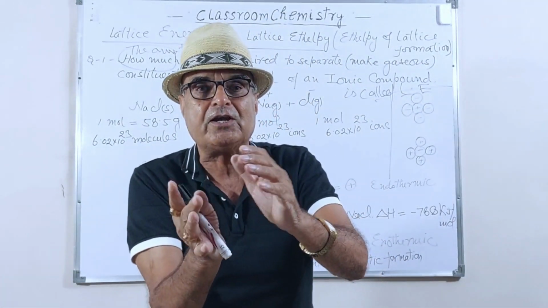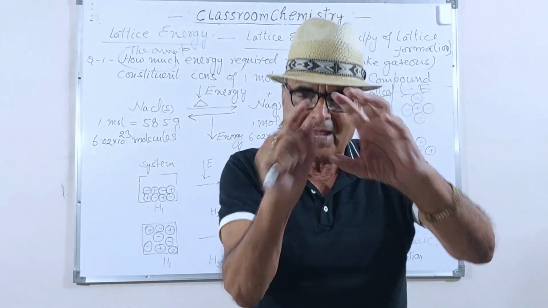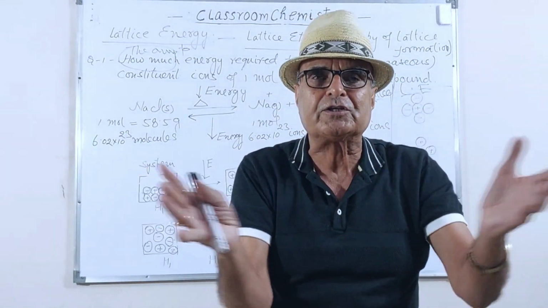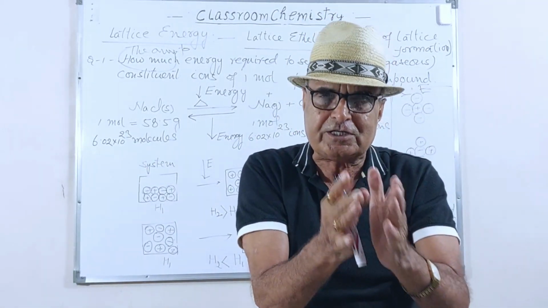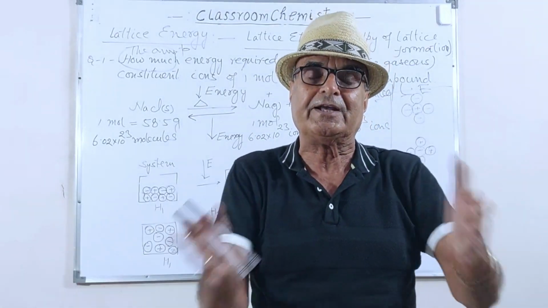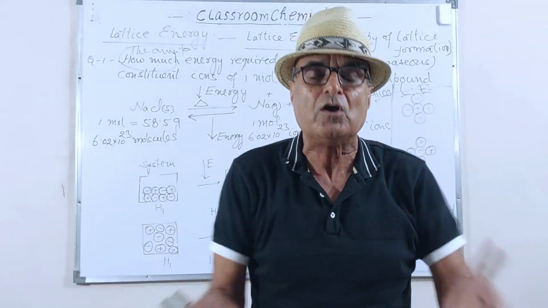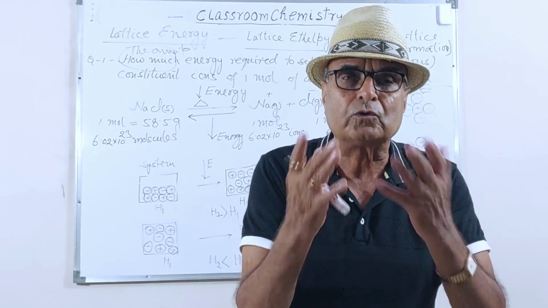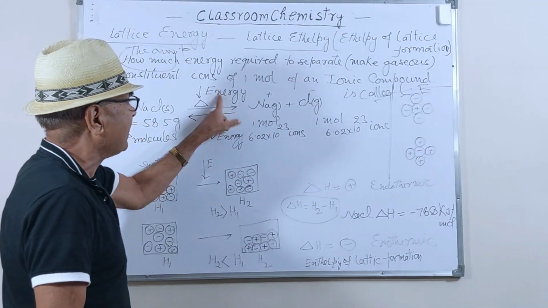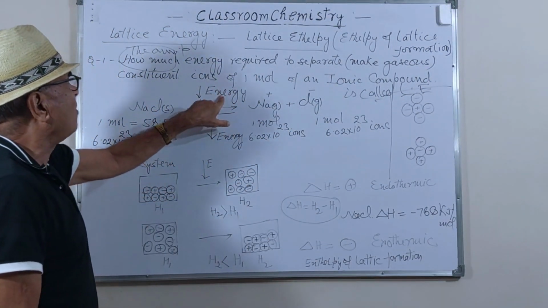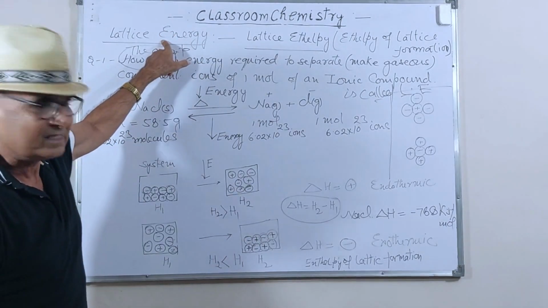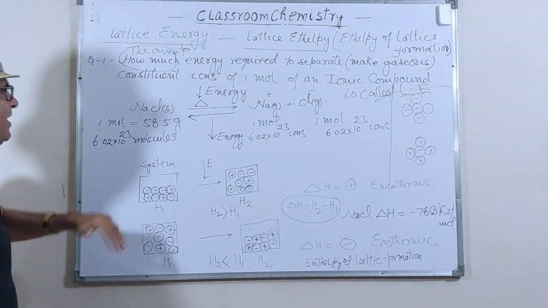Within the gaseous state, no ion has any attraction with the others. Na positive and Cl negative are separated, and all the ions are separated from each other. The energy required to reach that stage is called the lattice energy.